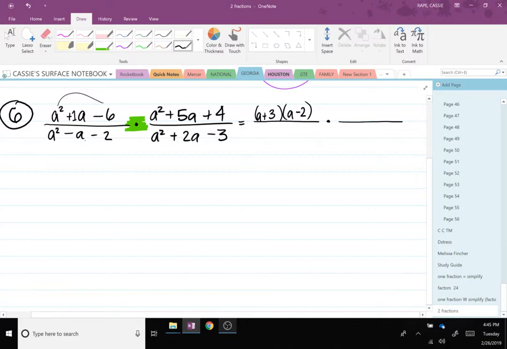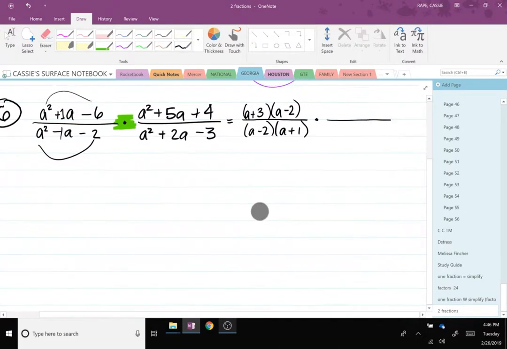Now I'm going to factor the denominator. I'm looking for what are the factors that multiply to give me negative 2. So how about a minus 2 times a plus 1, because those multiply to give you negative 2 but add to give you negative 1. And remember, if it's negative a, it's negative 1a.